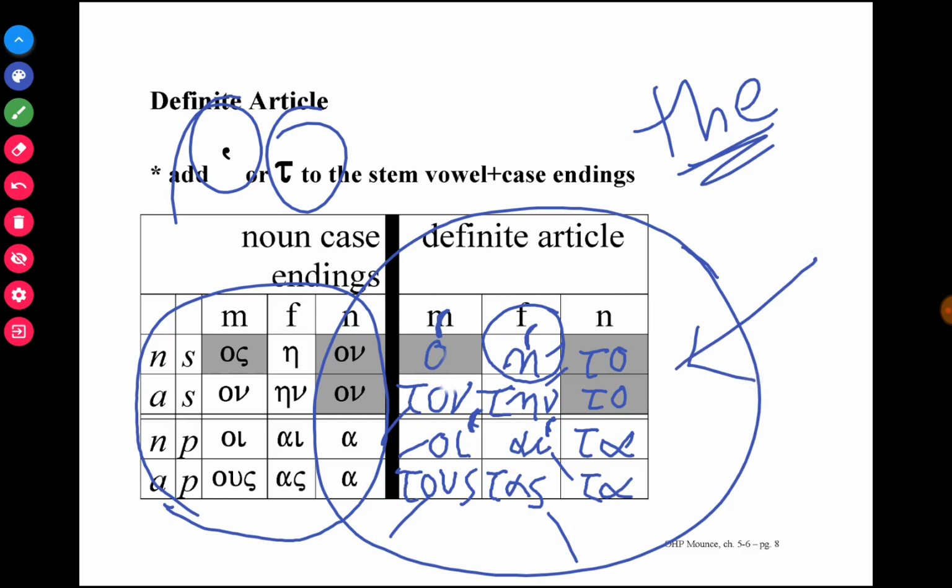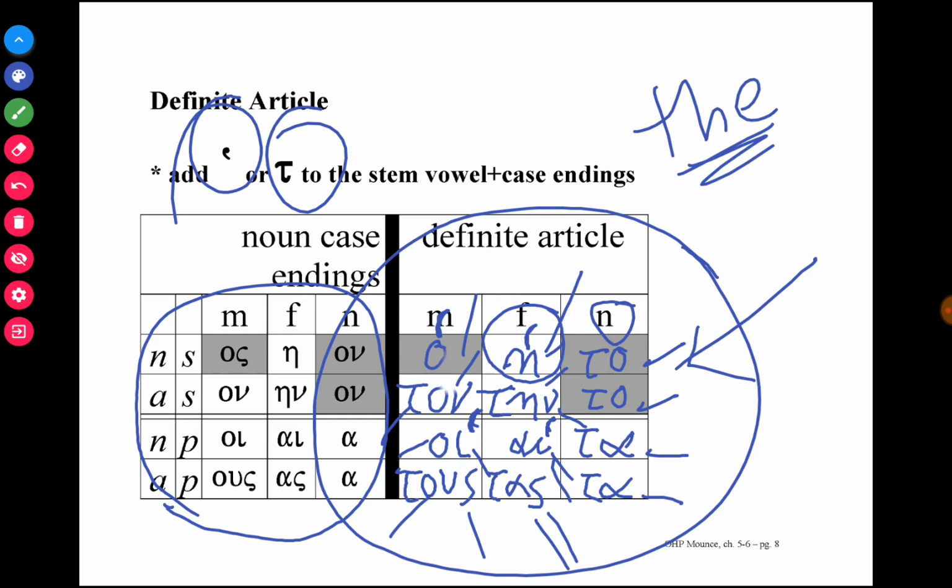So for the masculine definite articles, nominative singular, accusative singular, and plural, let's say it. It's ho, ton, hoi, tus. Say it with me. Ho, ton, hoi, tus. For the feminine, it's he, tain, hai, tas. Say it again. He, tain, hai, tas. And then for the neuters, it's to, to, ta, ta. Yes, they're all pronounced similarly.